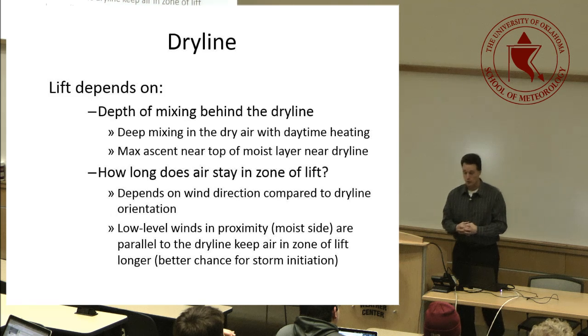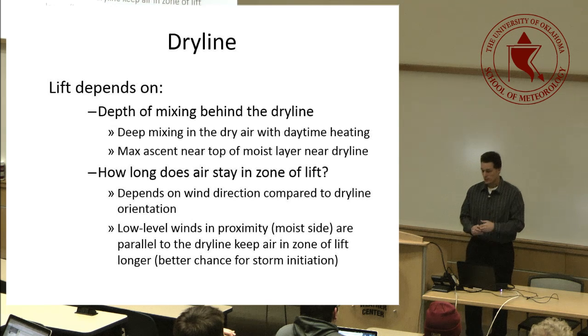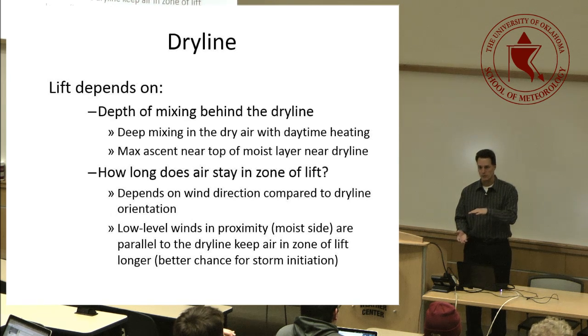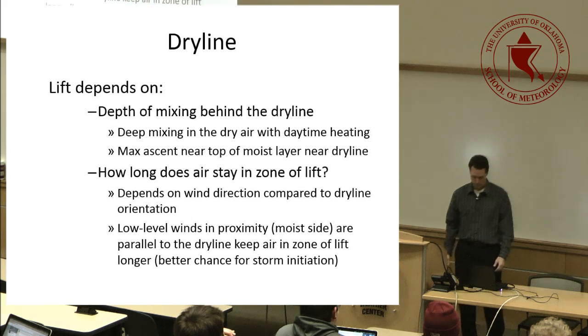In this case, we do want the flow in the low levels to kind of parallel it, and if that means the dry line's typically north-south oriented, you want a relatively deep layer of southerly flow on the moist side of the dry line to keep the air in that zone of ascent so that it doesn't immediately go in, up, and then quickly out over the warm sector before storms initiate.